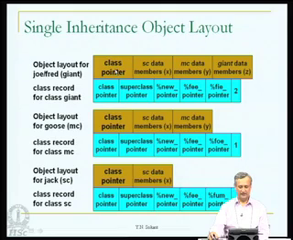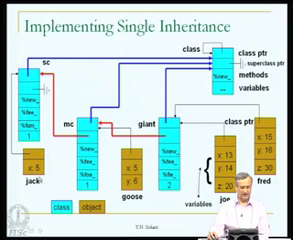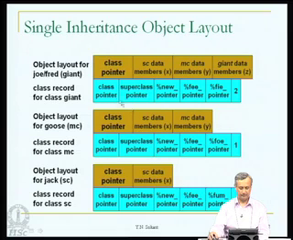For the object layout for Joe and Fred, which are members of the class giant, there is a class pointer, then the data members of SC, which is just one variable x. SC has only one variable x, MC has x inherited from SC and y its own, and giant inherits x and y from the super classes and z is its own. So, we have SC data members, MC data members and giant data members.